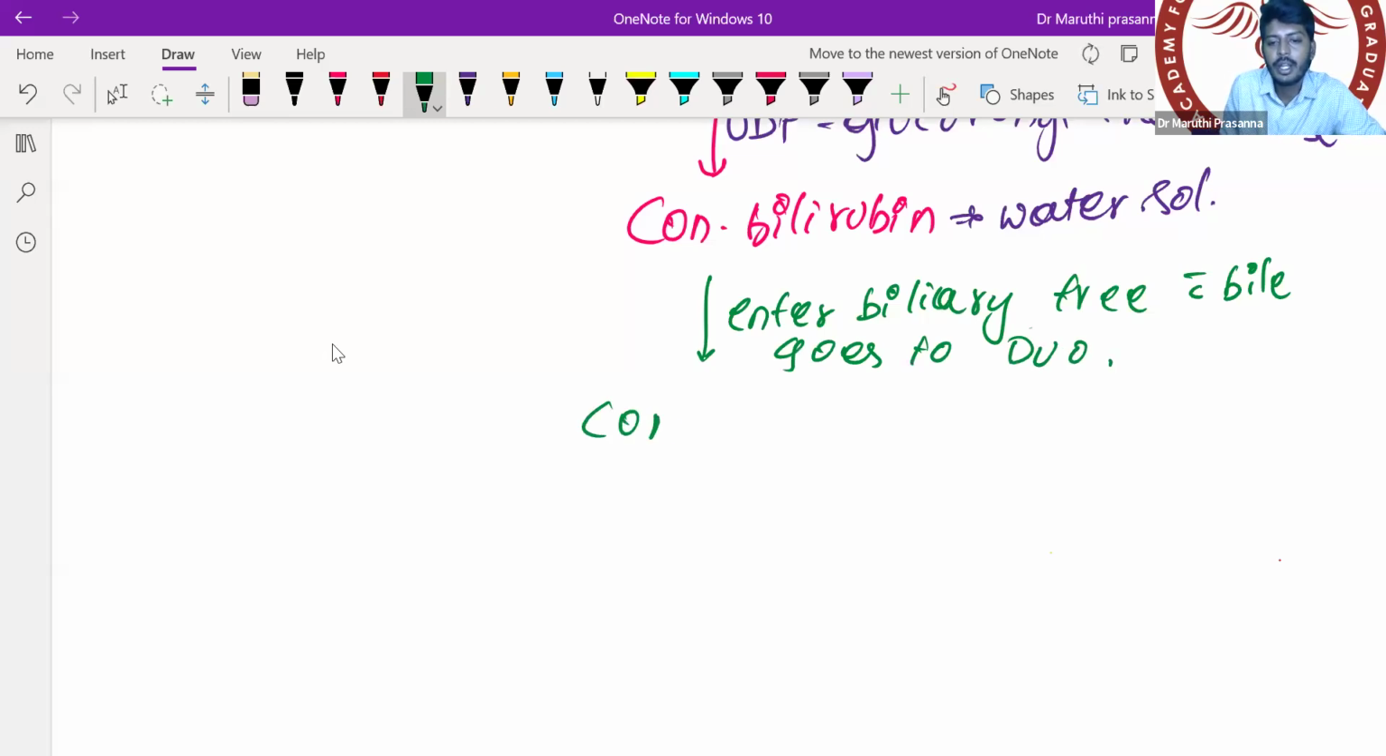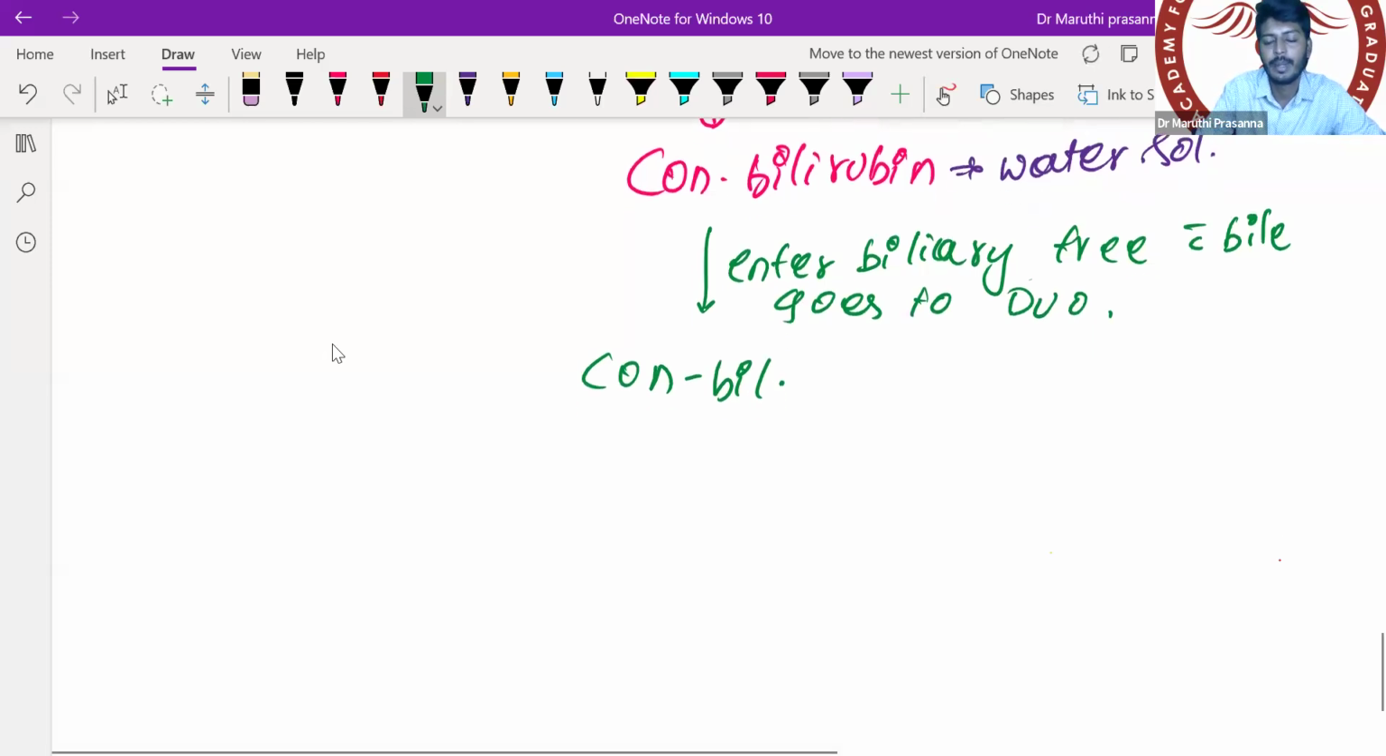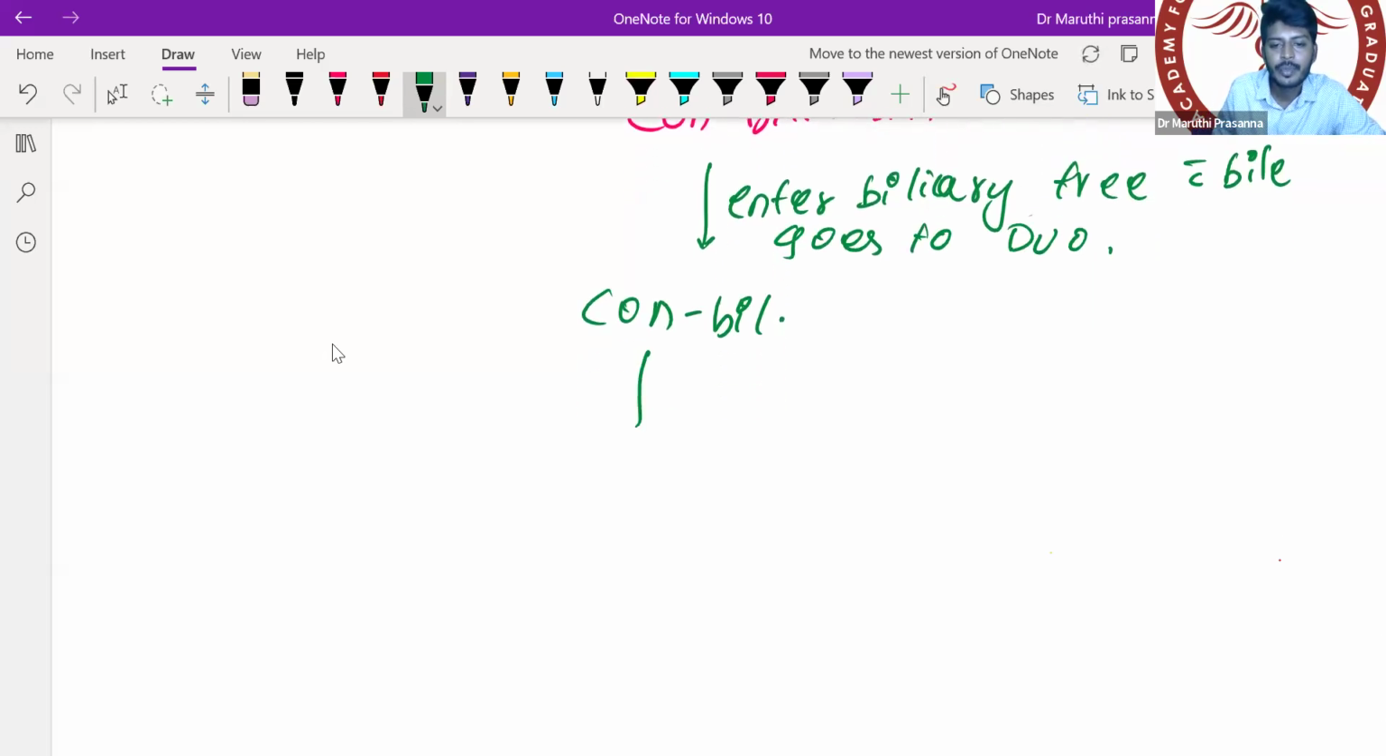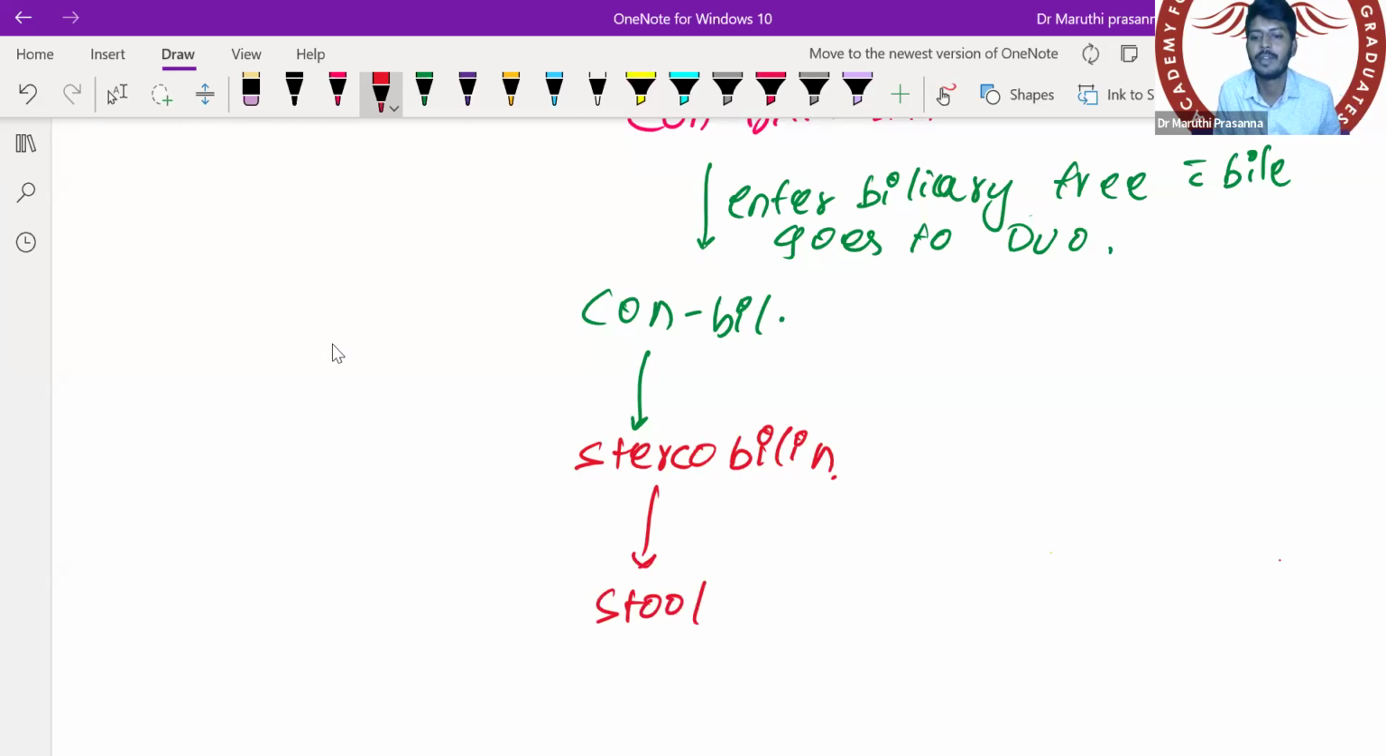In the duodenum, conjugated bilirubin can have two possibilities. Conjugated bilirubin will get converted into stercobilin. This stercobilin can go into the stools. That is why stool will always have a yellowish color, because of this stercobilin.